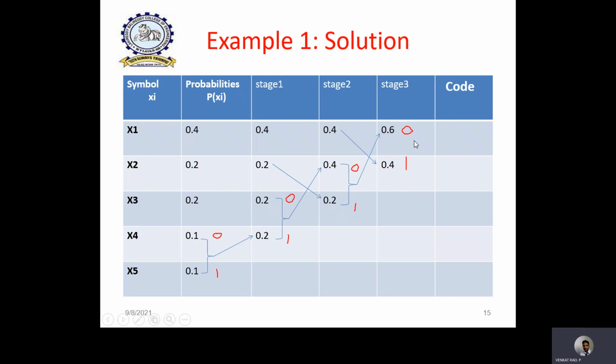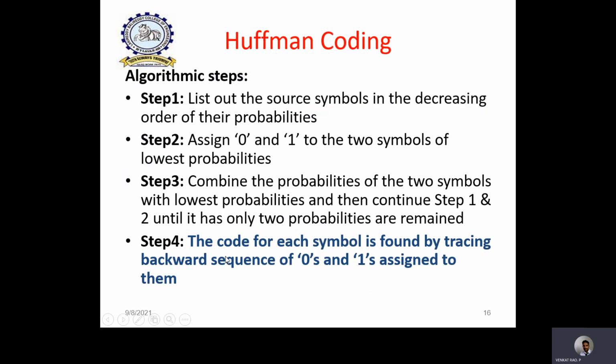So the procedure will be stopped here, and then the most important thing is how to identify the code for each symbol, how to write the code. What is the code for x2, what is the code for x3, how to write. That is very important, so that is the last step. The code for each symbol is found by tracing backward the sequence of zeros and ones assigned to them. That means for each symbol we need to write the code in a backward sequence. Let us see how we can write this.